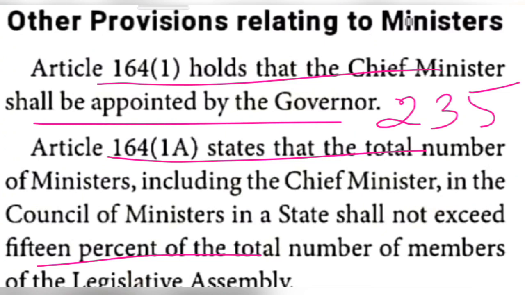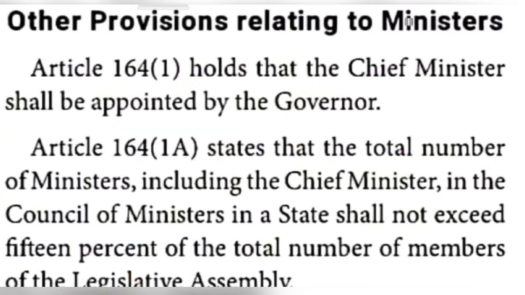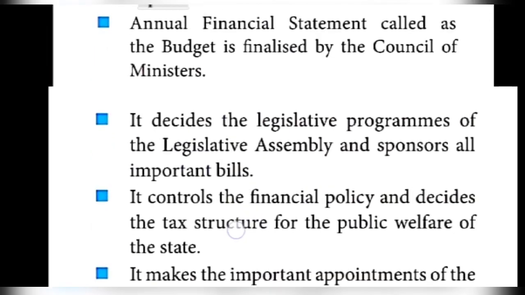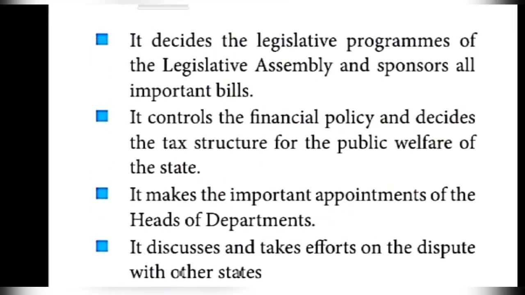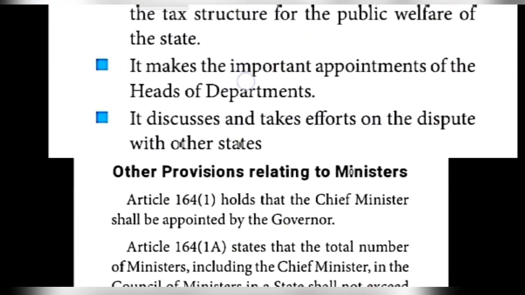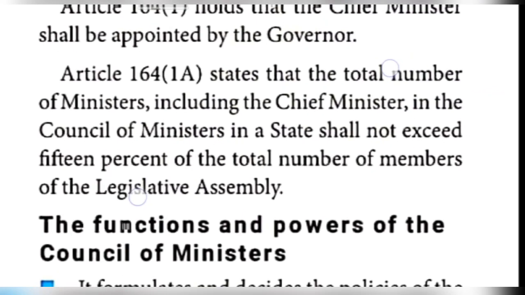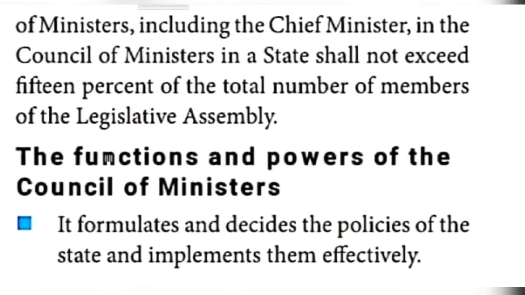So next, what is given? Next is the essay: the functions as well as powers of the council of ministers. That is given, children. Then, the functions as well as the powers, the first point. Page number 262, you can take it, children. In this para, what things are given? It formulates, in the sense the Council of Ministers, so they have the power.